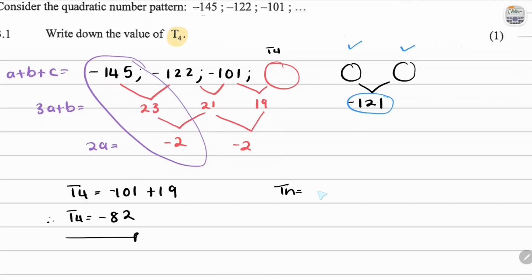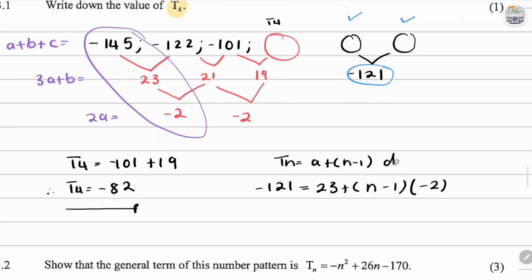So it's going to be Tn equals, of course, a plus n minus 1 multiplied by d. And so in place of Tn, because we are looking at a term value and we want to find out which term exactly is negative 121 in the first difference, we're going to substitute negative 121. And this is equal to a, and in this pattern, the first difference, the first term there is 23. And then we'll say plus n minus 1, because we're looking for n. And then the difference, it's negative 2. So this is the equation we're going to use.